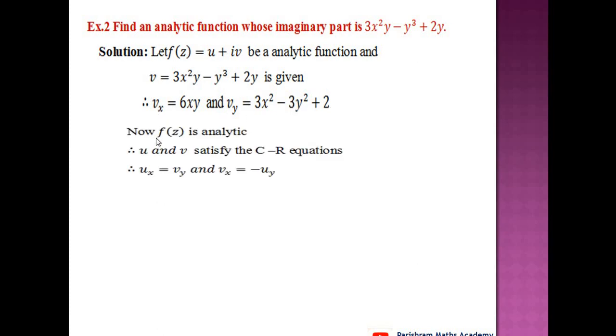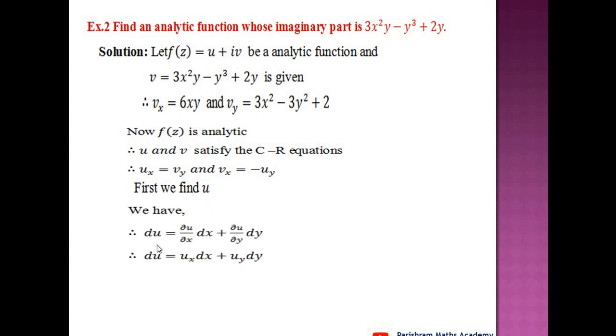Now, f of z is analytic. Therefore, u and v satisfy CR equations. Therefore, ux equal to vy and vx equal to minus uy. And therefore, first we can find the real part u. Therefore, by definition of total derivative, du equal to del u by del x into dx plus del u by del y into dy. That is ux dx plus uy dy.